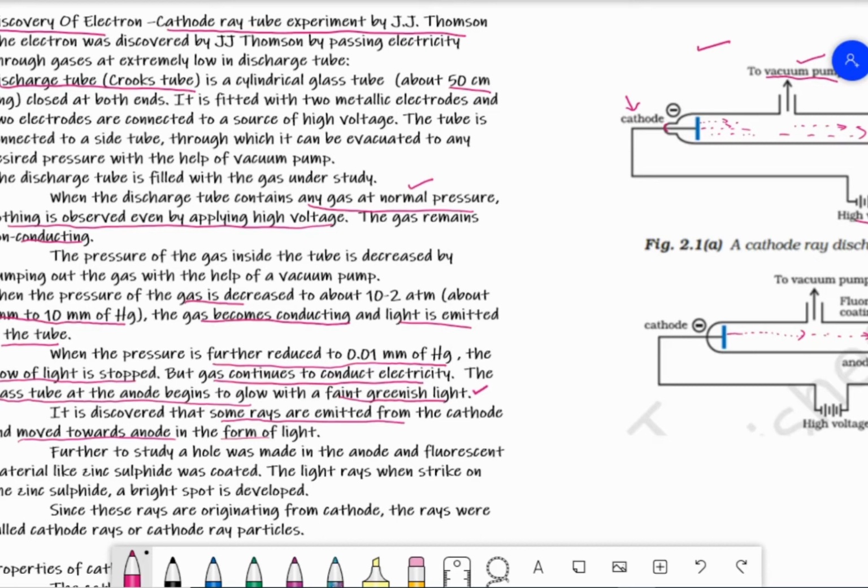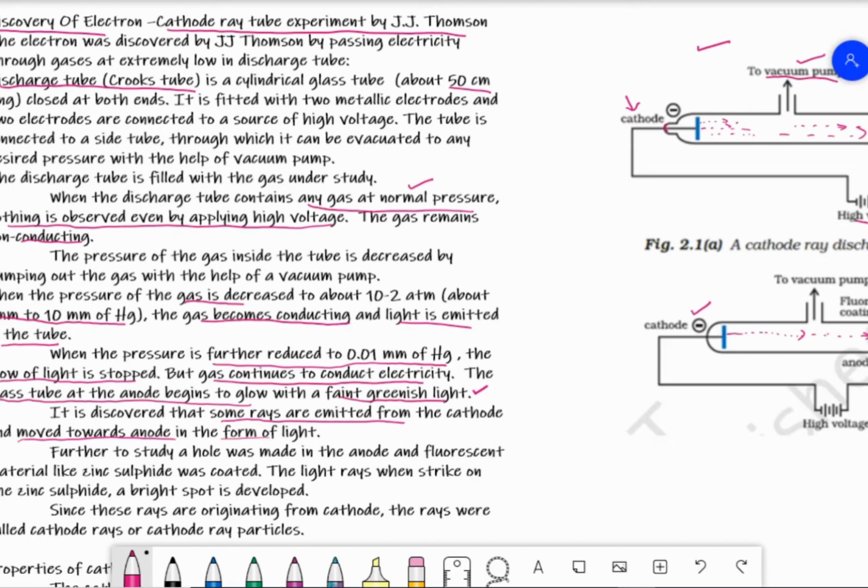So this is a basic experiment conducted by J.J. Thomson to discover the electron. These cathode rays are negatively charged particles because they start from the cathode. So they are negatively charged particles, and nowadays we call them electrons.